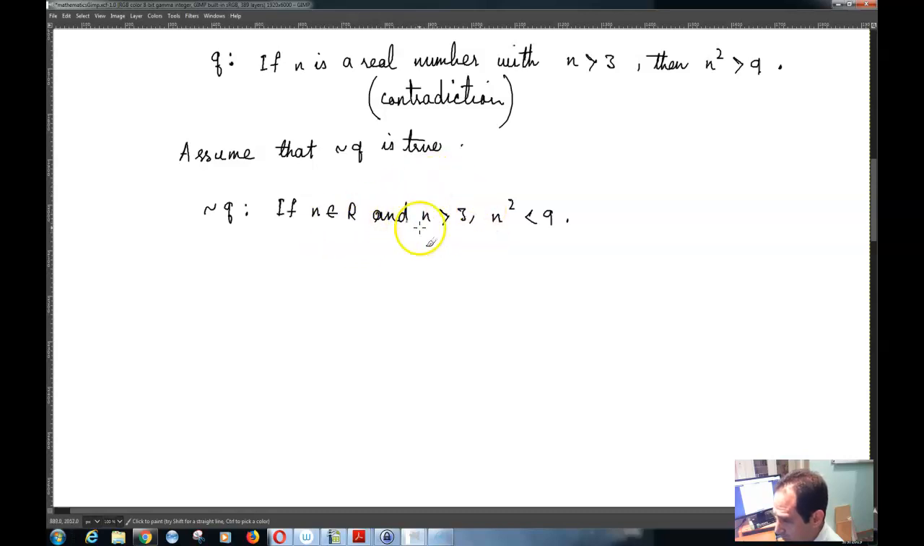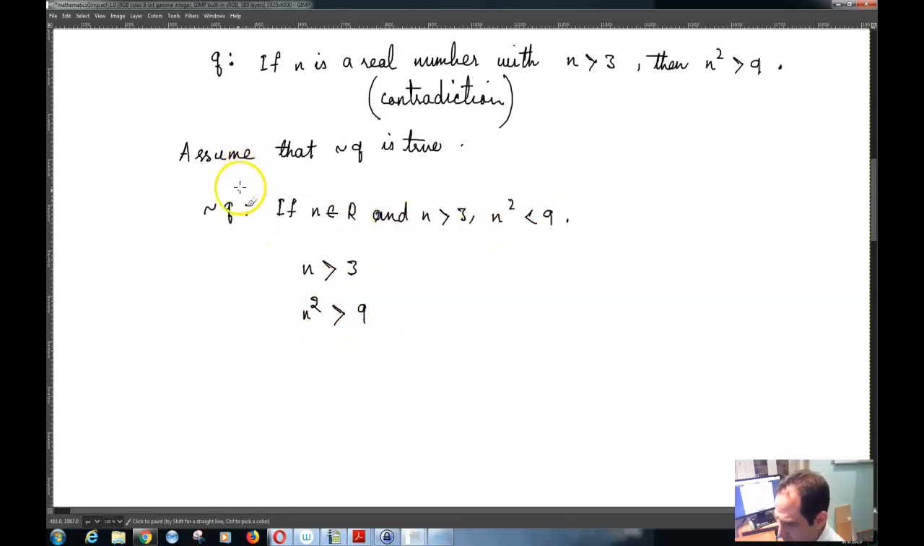Then you can start from this side of the equation, basically this statement here, which is n is greater than 3, and raise both sides of this to the second power. You would get n squared is greater than 3 squared, which is greater than 9. Now n squared is greater than 9, but here n squared is less than 9, which is a contradiction.